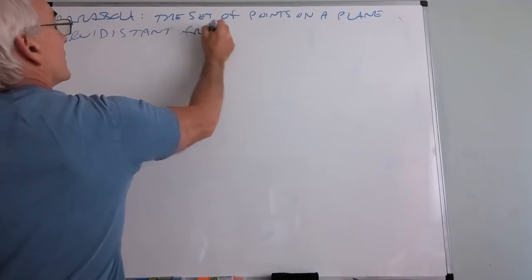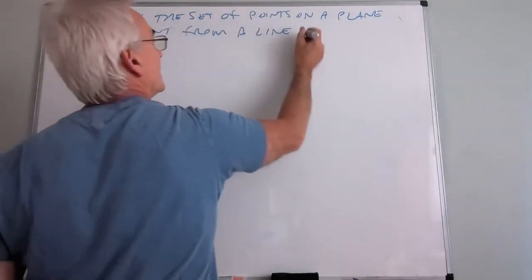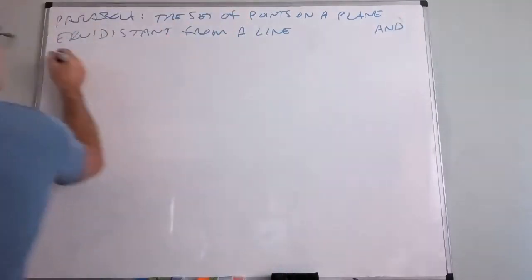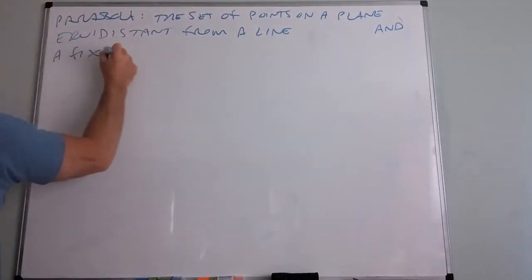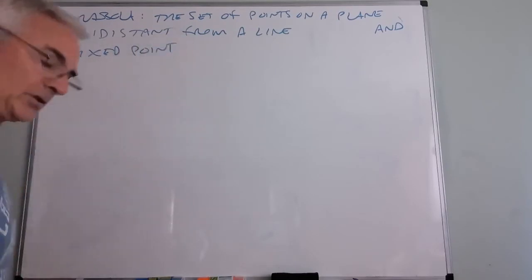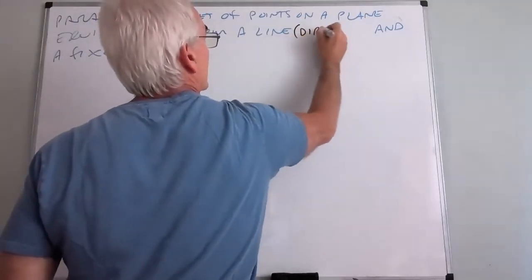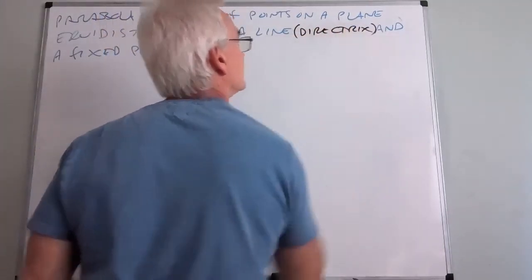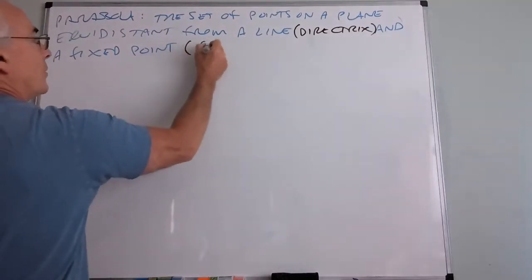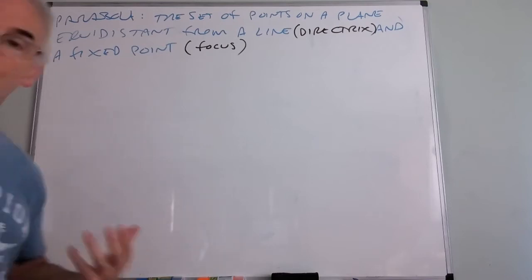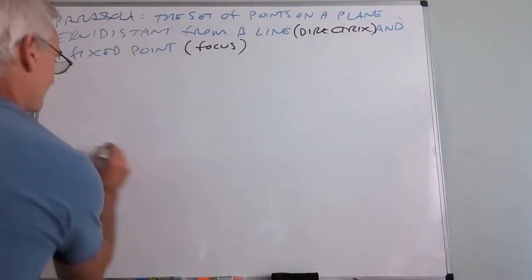Equidistant from a line, which I'm going to define, and a fixed point. The line is called the directrix. The fixed point is called the focus. So the definition of a parabola is the set of points on a plane equidistant from a line and a fixed point. So I start the parabola with a line and a fixed point.